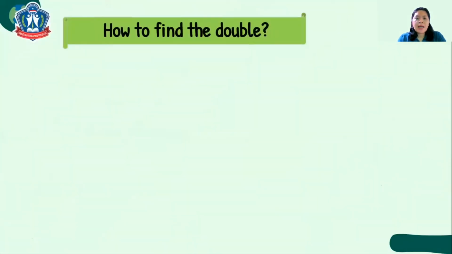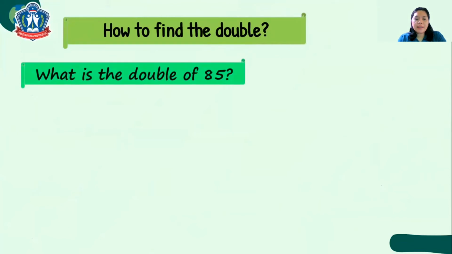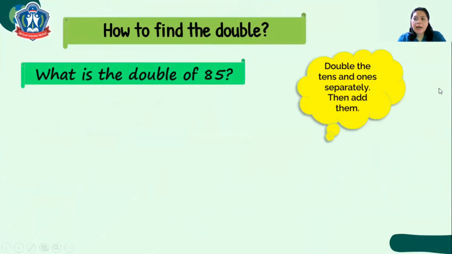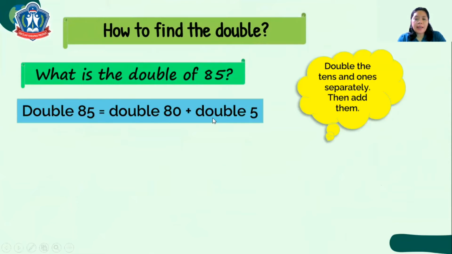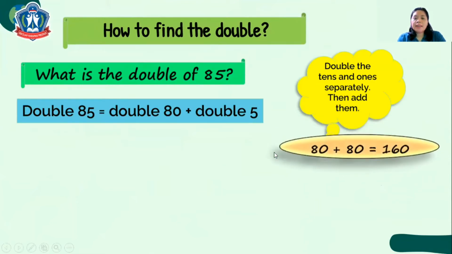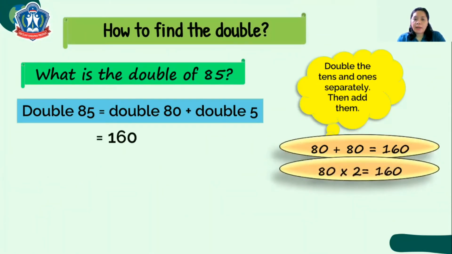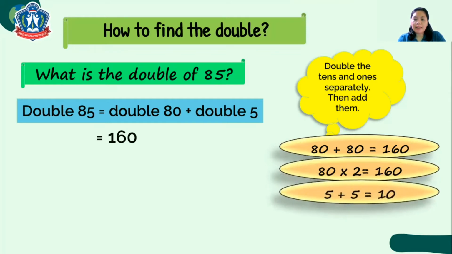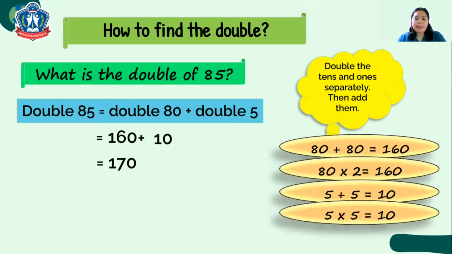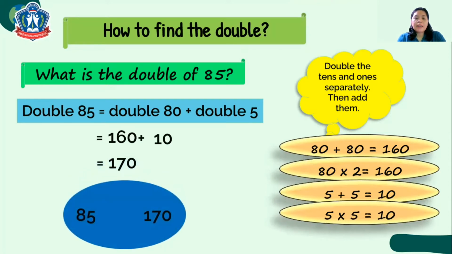For example, how to find the double? Let's have 85. So let's find the double of 85. How to double 85? First, we double the tens and then the ones separately. Then let's add them. So let's double 80 and let's double 5. How to double? To double, you can add the number by itself or you can multiply it by 2. So that is equal to 160. Then let's double 5. That is equal to 10. So 160 plus 10 is 170. So 170 is the double of 85. So to double a number, you can multiply it by 2 or you can add that number by itself.